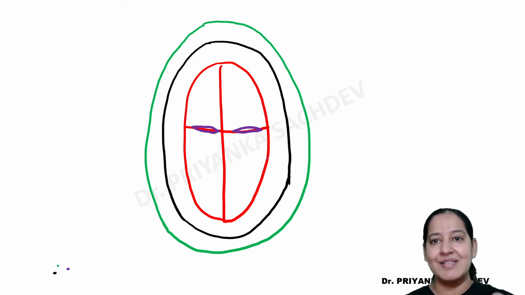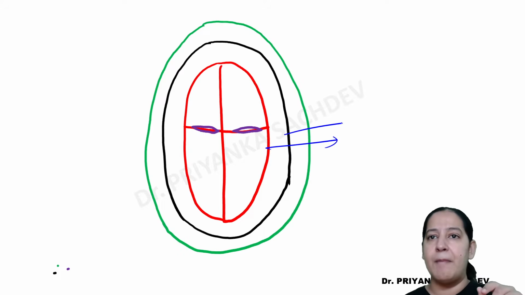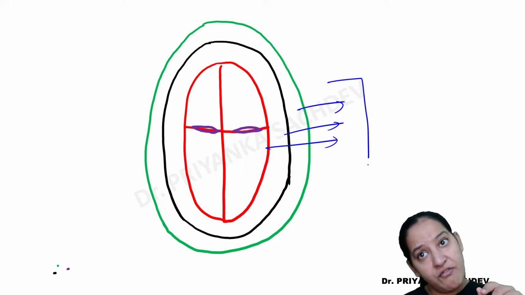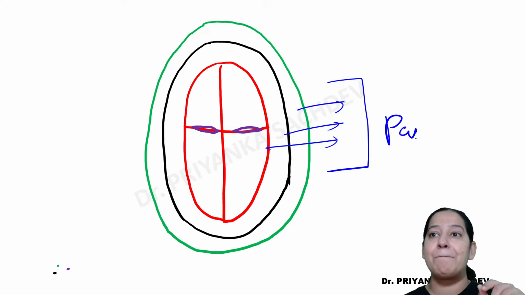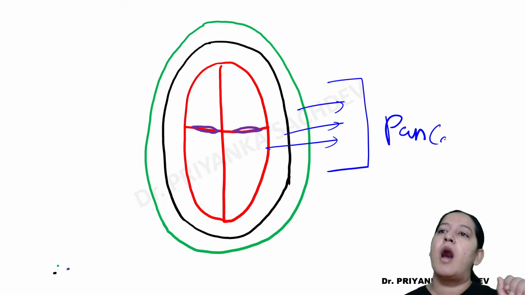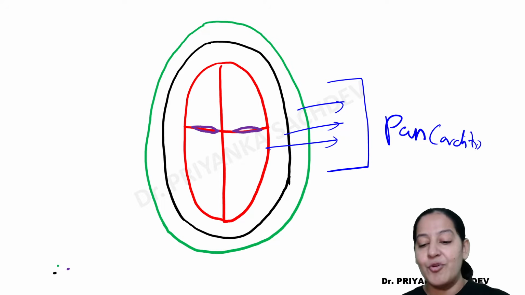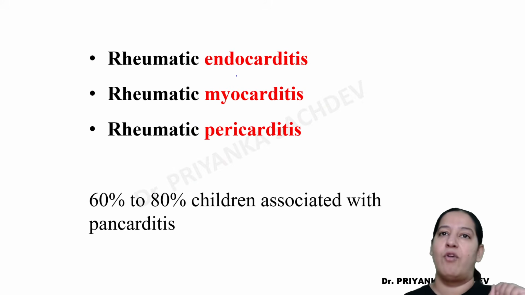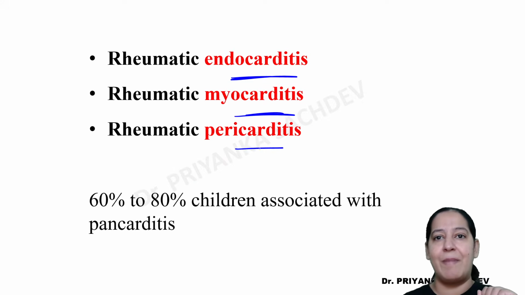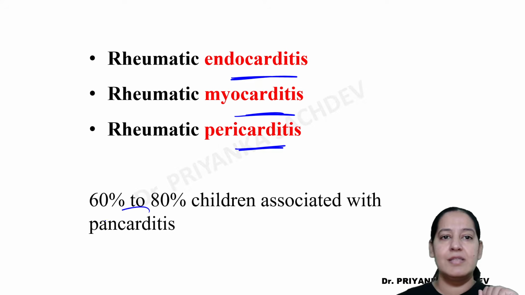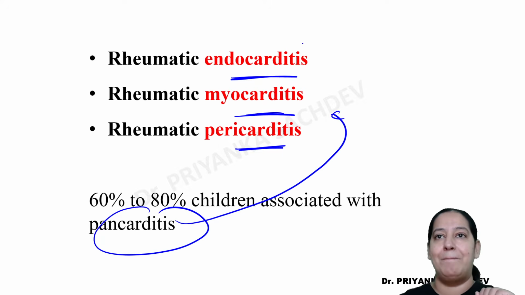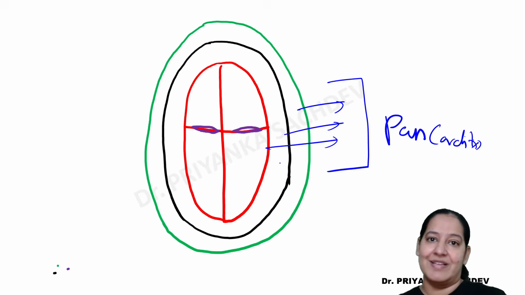As I have told you, the heart has 3 layers: endocardium, myocardium, and pericardium. Inflammation of all 3 layers together is known as pancarditis. Pan means all. So in rheumatic heart disease, all 3 layers are involved: endocarditis, myocarditis, pericarditis. That's why it is known as pancarditis. Pan means all. Please remember it.